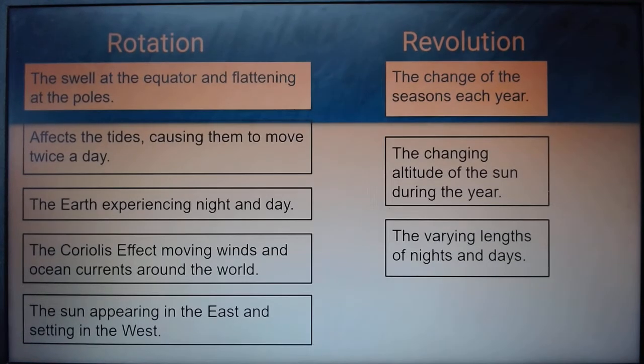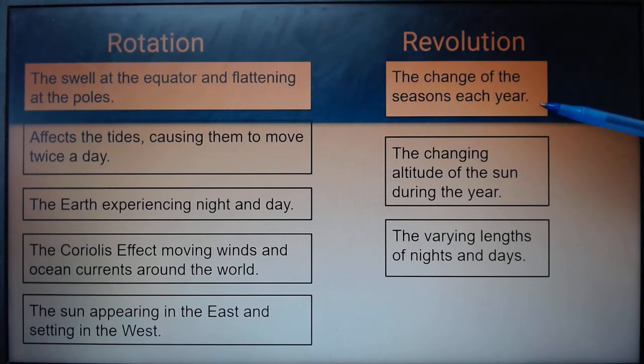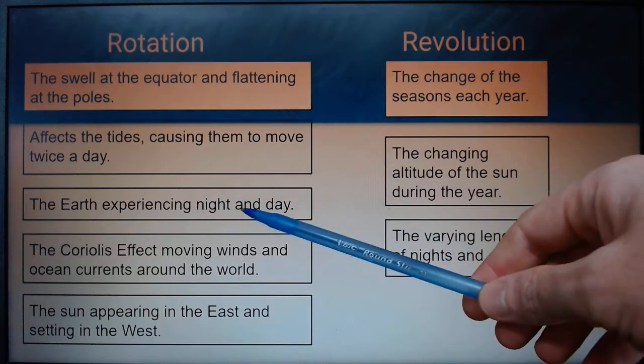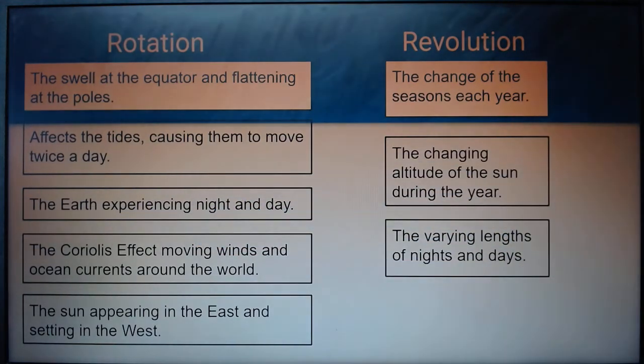Okay, so here they are sorted. There's more impacts of the rotation than there is of the revolution. All right. But the revolution has 2 big ones: the changing seasons, which also changes our weather, and the changing lengths of days and nights. Okay. The rotation makes us experience day and night because we rotate on our axes, but the changing lengths of our days and nights is about how we revolve around the sun.